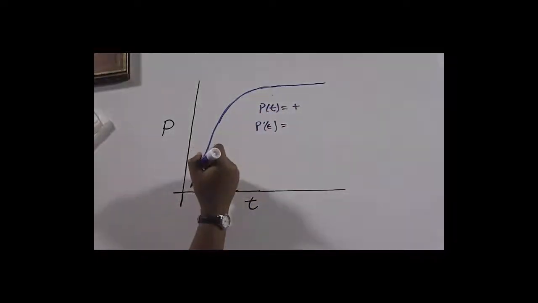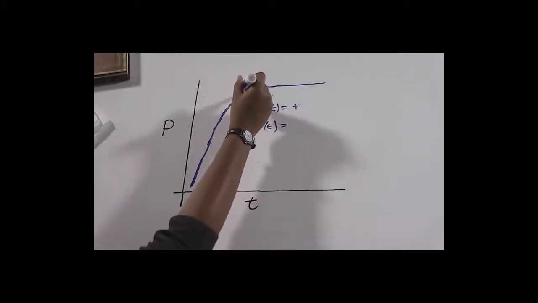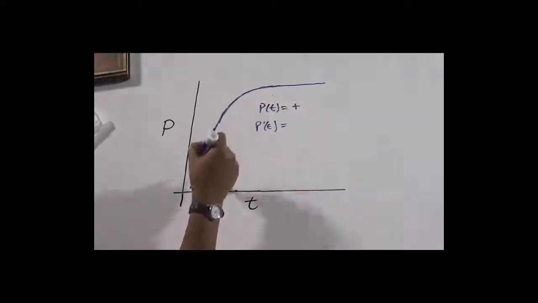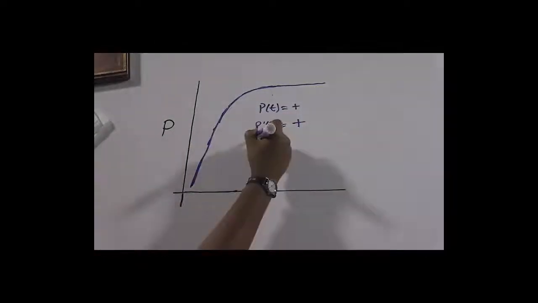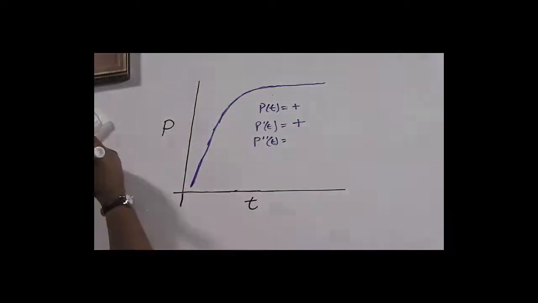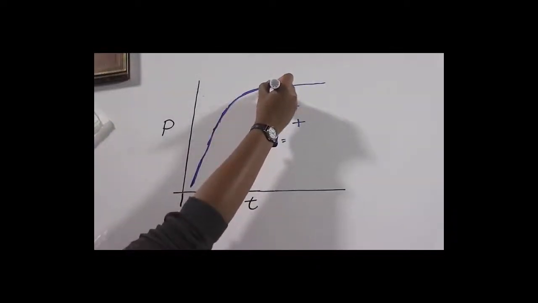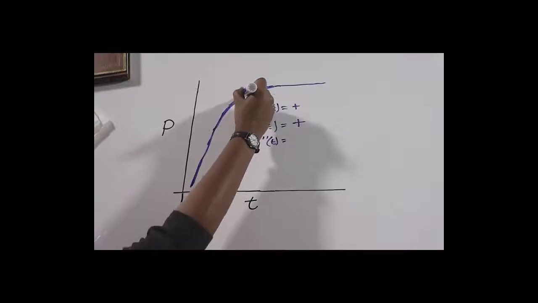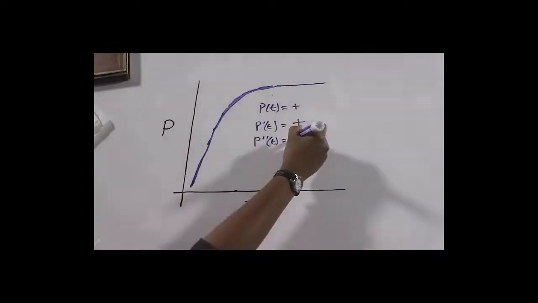So the first derivative, or the slope, or the rate of change, however you want to look at it, we can see that it's always positive. So we can say that the first derivative is also positive. To find the sign of the second derivative, we look at concavity again, and we see that right here, it is concave down like a frown. And when a function is concave down, it's negative.